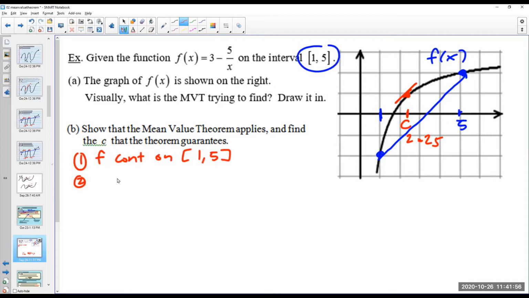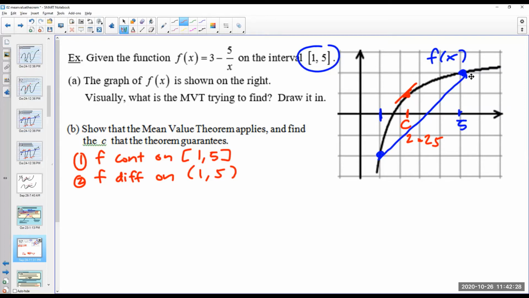But MVT has an extra thing. You can't just be continuous, you also have to be differentiable. So F is continuous on the closed interval and differentiable on the open interval. And this open interval is actually very nice. You don't have to think about a sharp turn, vertical tangent, or discontinuity at the endpoints. You just need to know that in between, everything is smooth and continuous. Therefore, it's differentiable.